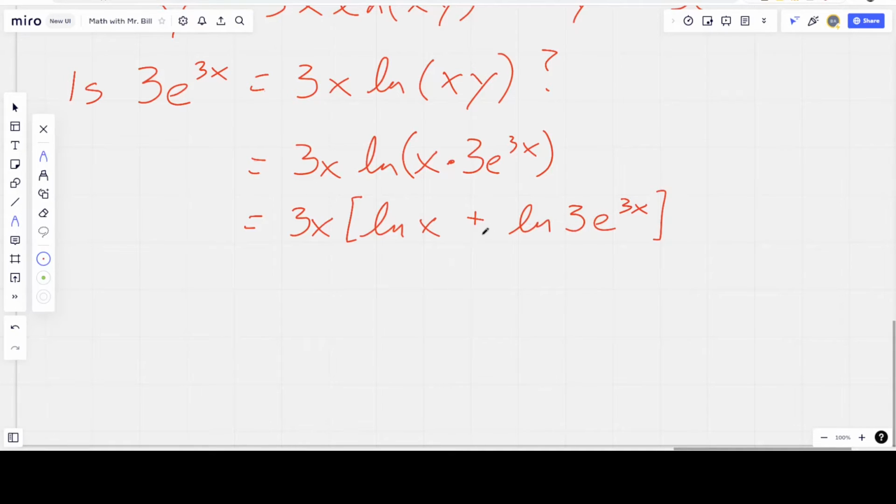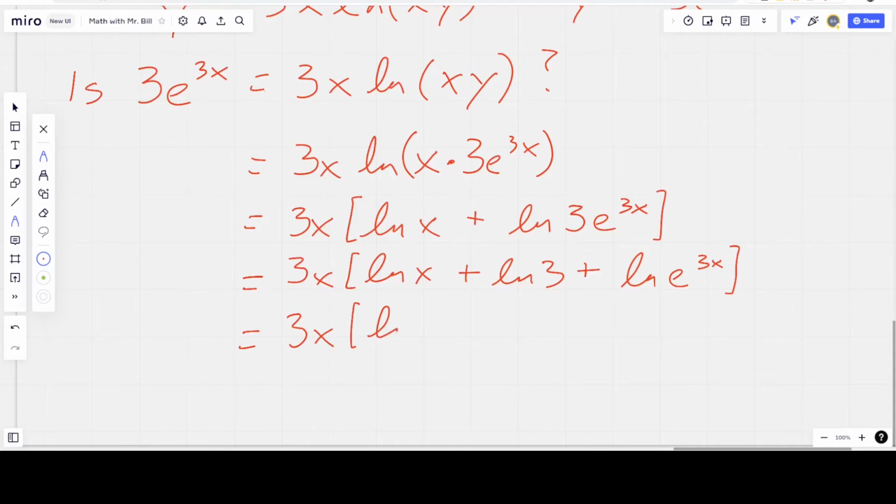If we had a division, we'd get a subtraction. Maybe we'd get something to cancel. But I don't see that happening. If I break up the second logarithm in its product, I get 3x times the natural log of x plus the natural log of 3 plus the natural log of e to the 3x. And here we get something a little more substantial. The natural log of e to the 3x just becomes 3x. And so this becomes 3x times the natural log of x plus the natural log of 3 plus 3x.